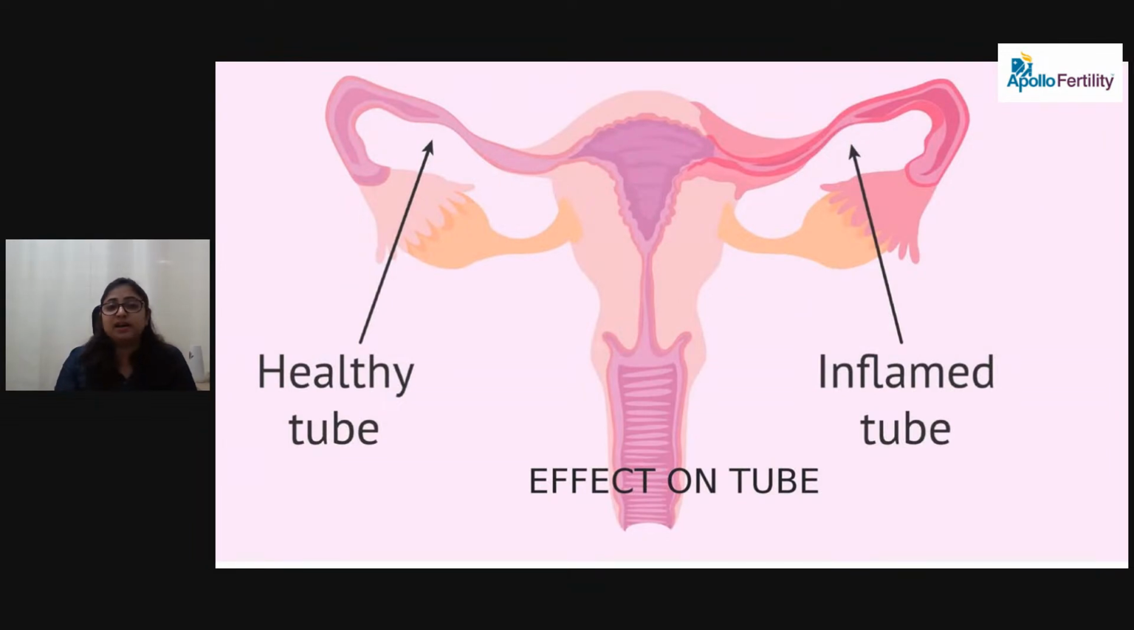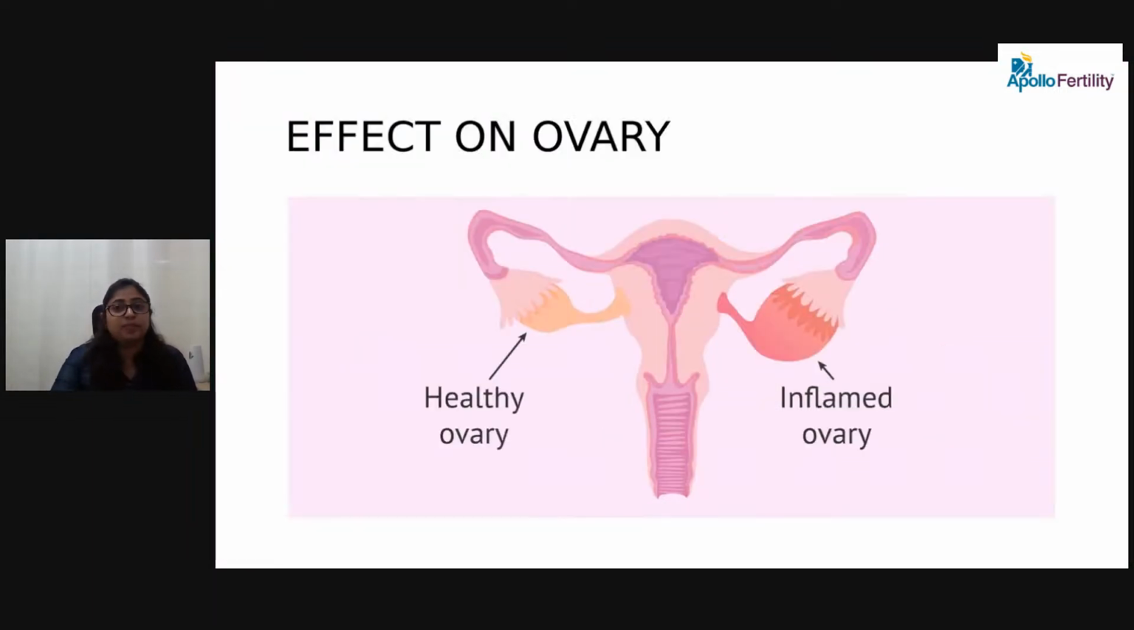And if the tubes are affected, as I told, ectopic pregnancy can happen, and tubal blockage can happen. If there is tubal blockage, natural pregnancy will definitely not happen. That's the way it affects. If both the tubes are affected, it will block the tubes and cause infertility. Or if there is pregnancy, then it can cause ectopic pregnancy. In the ovaries, it can affect the egg quality.